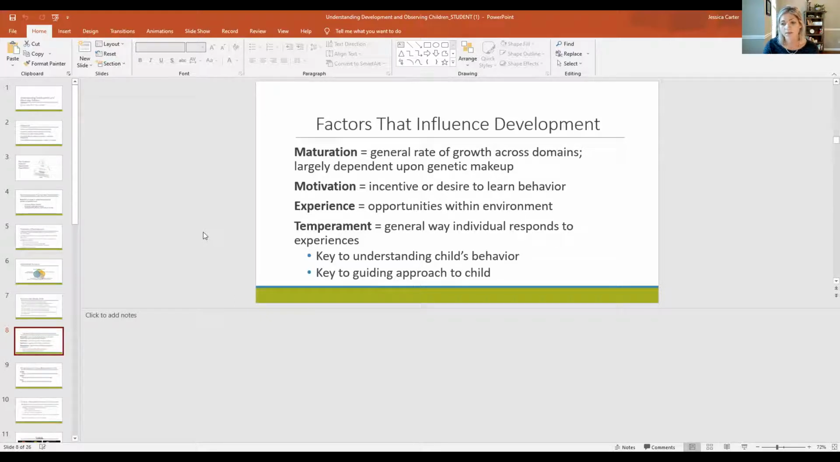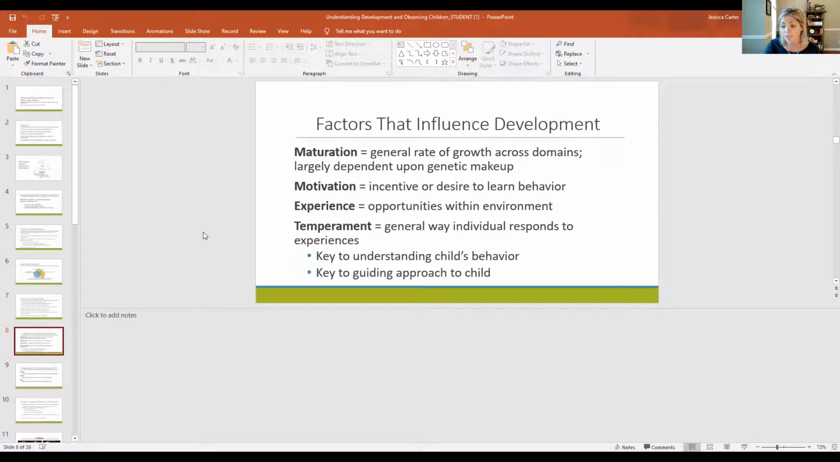Some other factors that influence development: there's this idea of maturation, motivation, experience, and temperament. These all interact to influence a child's development. Maturation is that general rate of growth across domains. It's largely dependent upon your genetic makeup, and it's the term given to that trajectory or progression of development in a child. Motivation, that one's pretty straightforward. That is a person's incentive or their desire to learn a behavior.